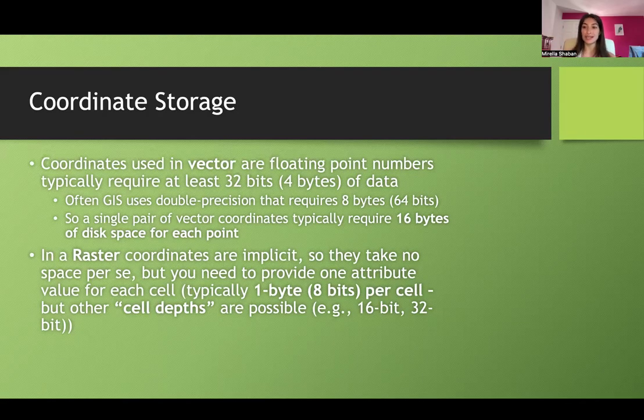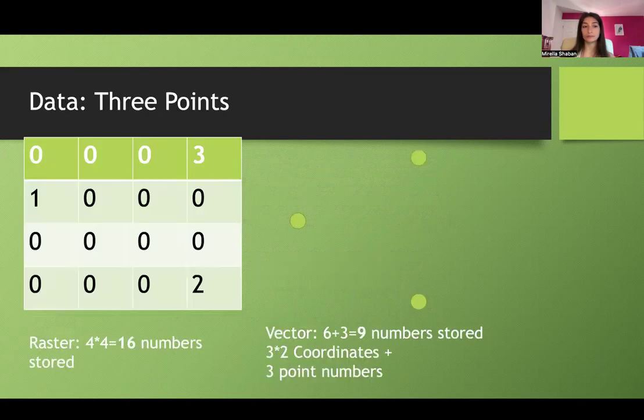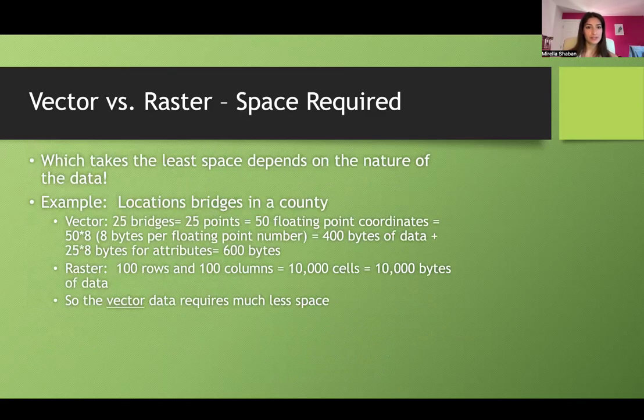You just need to understand that in terms of coordinates, your vector is going to be far more specific. It is going to actually have these coordinate points. Whereas in a raster, you're going to have an overall point for each cell, and that's it. So here, data 3 points, I actually think I might skip through.